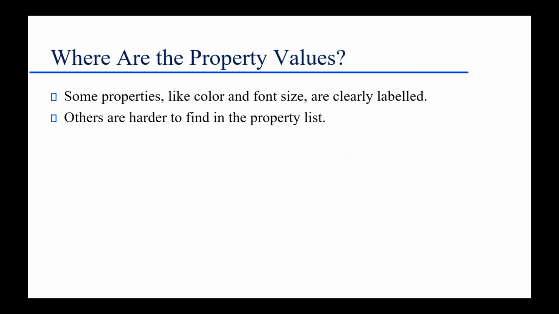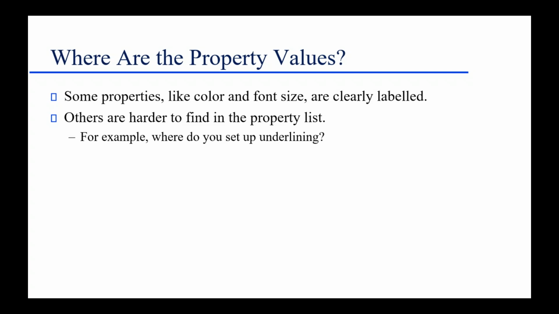Okay, so good. We're ready to set up to define the property values. So where do you find these? Some of them, like color and font size, are very clearly labeled. Some are not quite so clear. For example, where do you turn on underlining? Or where do you control underlining?